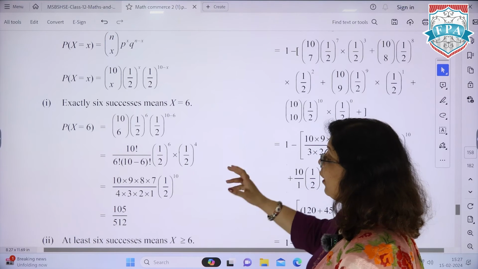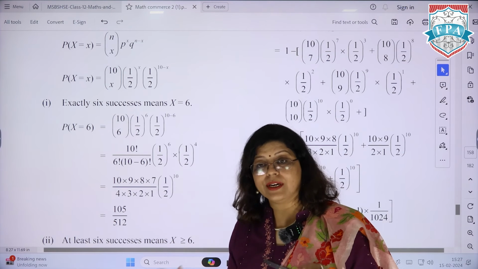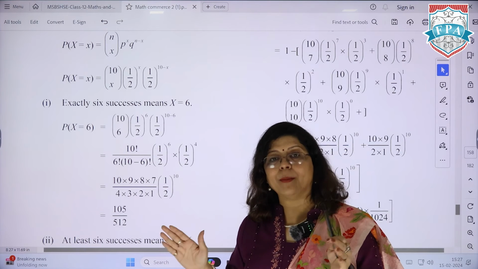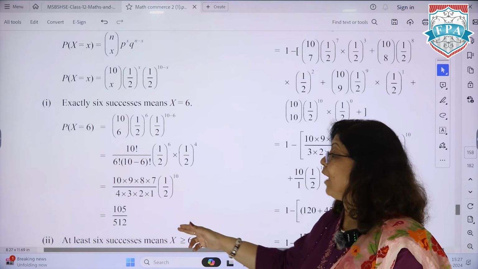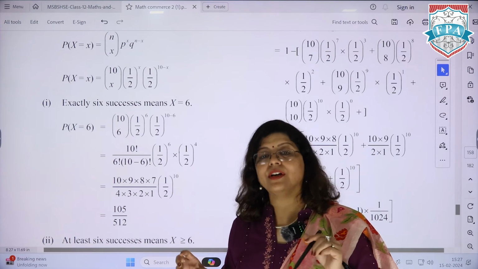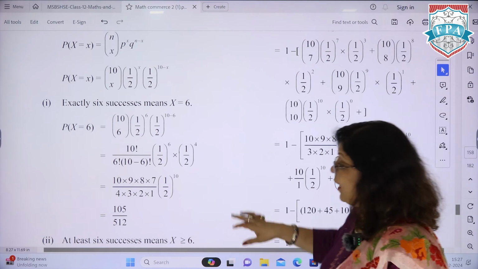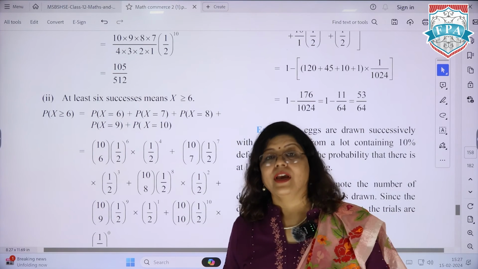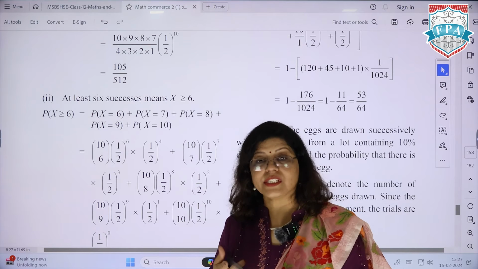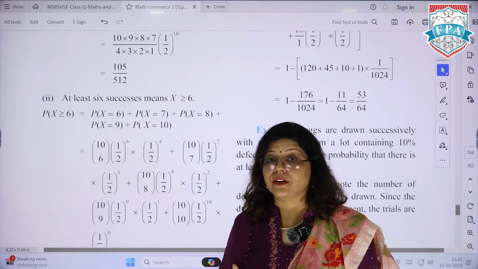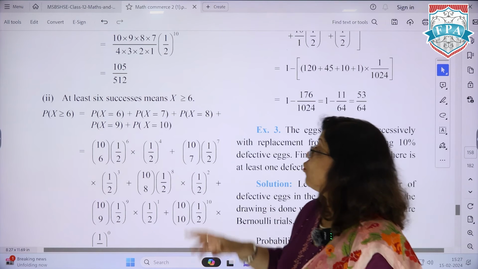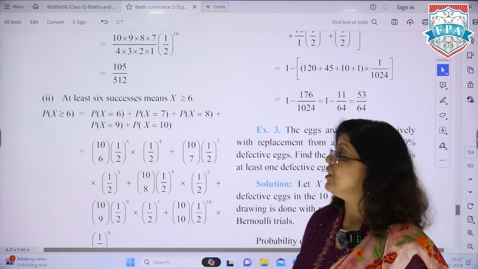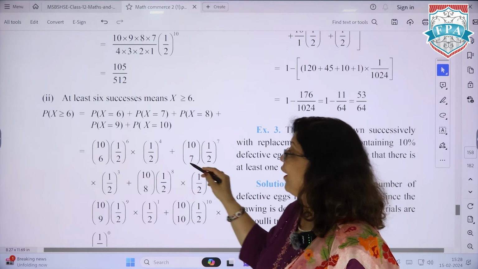Not necessarily that you'll come to the final answer all the time. If the values are in higher power, then you can leave it in that format itself. But if it is calculable, we'll calculate it to the desired answer. Second, at least 6 successes. Now, here the question is big. At least 6 means successes can be 6, 7, 8, 9 and 10. So you have to calculate all the probabilities of these values to get the final answer.